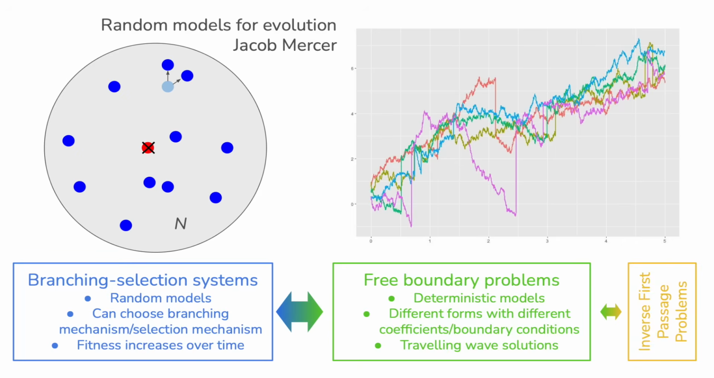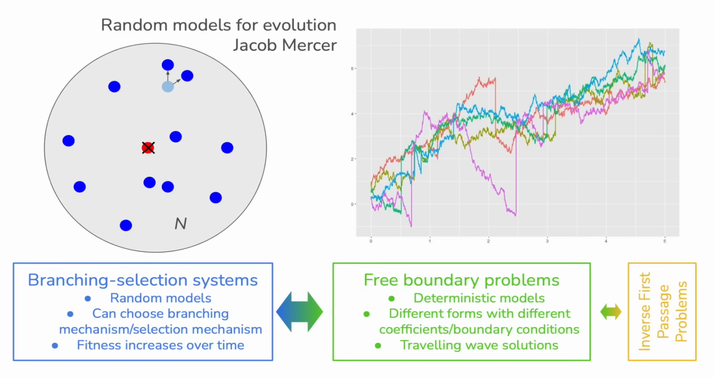And they've got these three key characteristics. We have genetic randomness over time, we have branching, by which I mean reproduction, and we have selection by this survival of the fittest mechanism. And I've shown up here on the right an example simulation of one of these systems with fitness increasing over time.